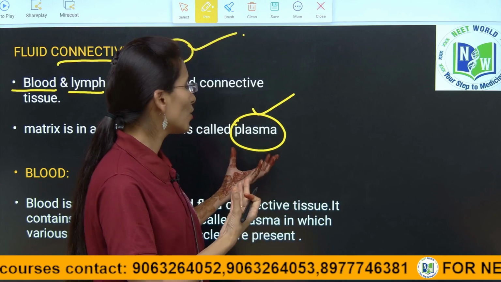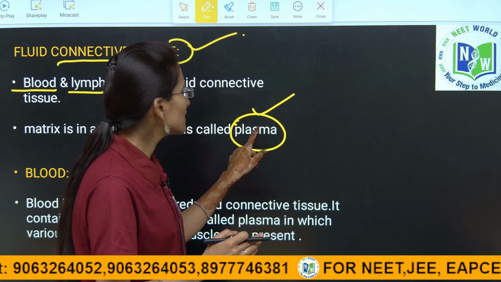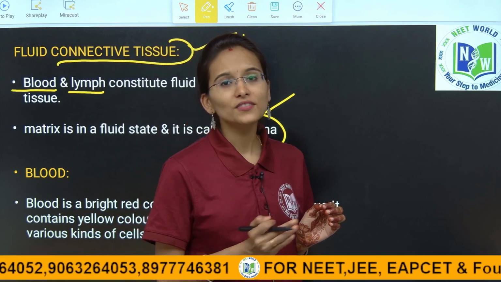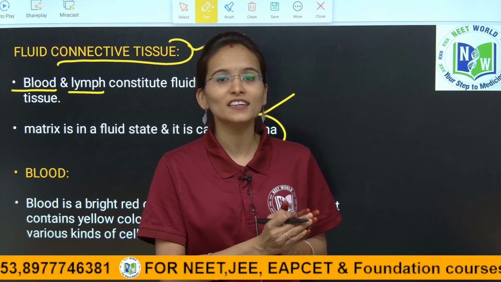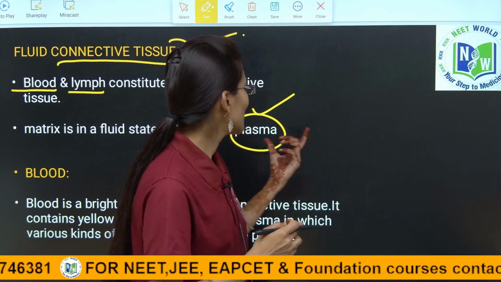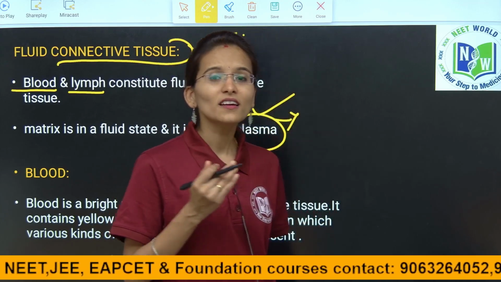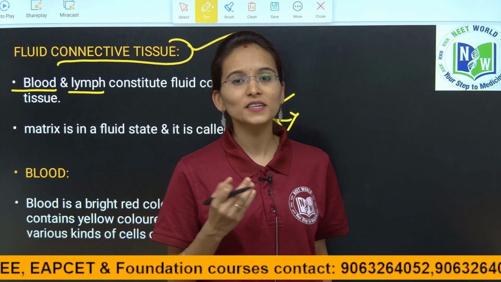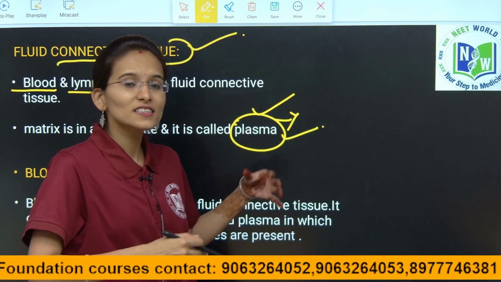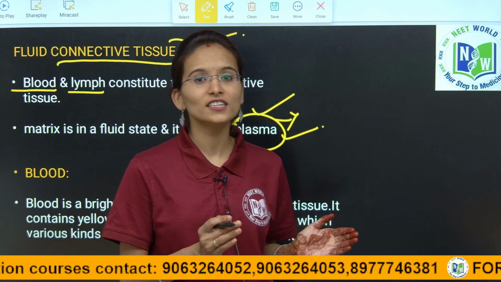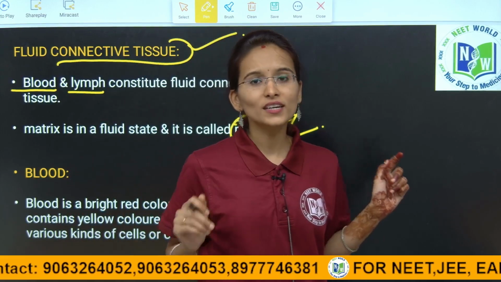Plasma is a watery fluid present inside the fluid connective tissue, and inside this plasma many different types of cells are suspended, like WBC, RBC, and platelets. All these cells are transported freely inside this fluid called plasma. Plasma provides a fluid nature to move all the cells, which is why we call it a fluid connective tissue.